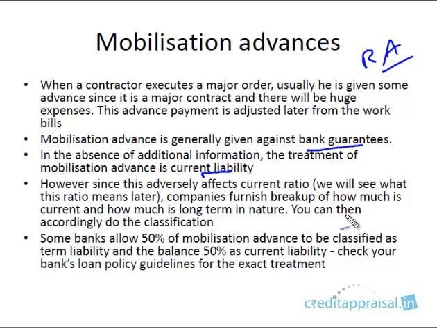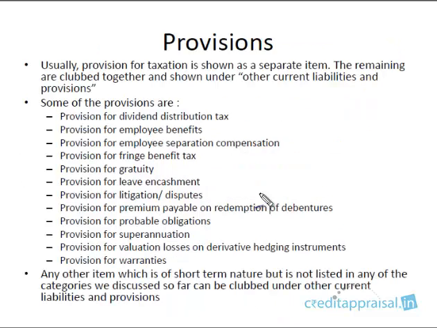But because this amount is usually huge, as contracts can run into crores, it will be affecting the current ratio. Sometimes banks provide flexibility based on policy guidelines. They can say 50% of the mobilization advance you can treat as current liability, 50% as term liability. Again, only if your bank provides this. So you have to check your loan policy guidelines for the exact treatment of mobilization advance. But if there is no specific information, you have to treat it as a current liability.